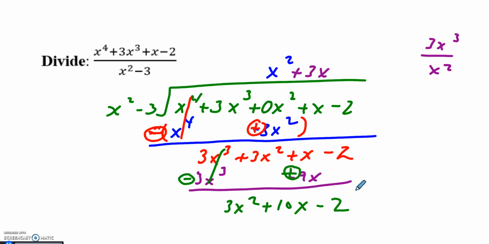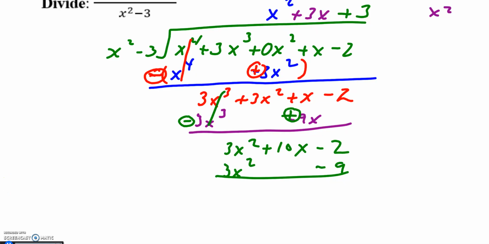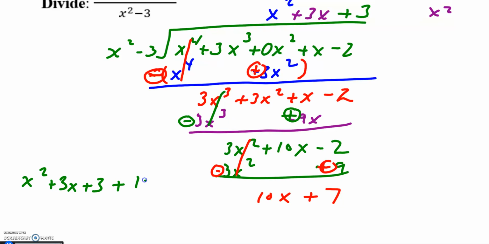I can keep going again. X squared does divide into 3x squared 3 times. So if I multiply 3 times x squared, I get 3x squared. 3 times negative 3 is negative 9. Again, my signs are going to change. Minus, plus, 10x plus 7. X squared does not go into 10x, so this is a remainder. So my answer is x squared plus 3x plus 3 plus 10x plus 7 over the divisor.